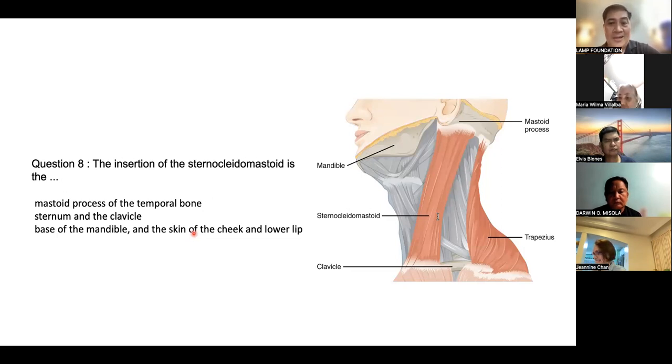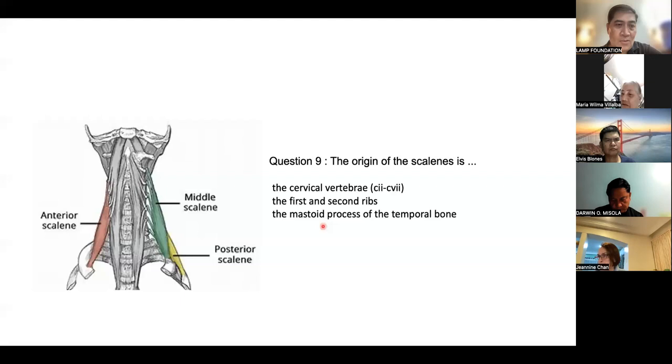Okay, the origin of the scalenes is first and second rib? No. Dito siya, cervical C2 to cervical C7 vertebrae. Yes. Origin of the splenius capitis: nuchal ligament and spinous process of C7 and C7 to T3. Yes.